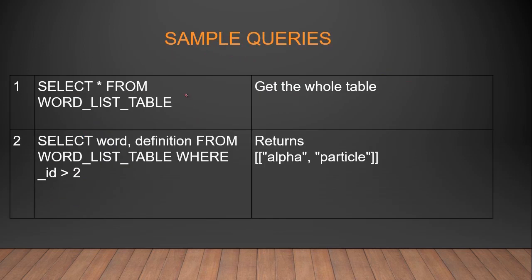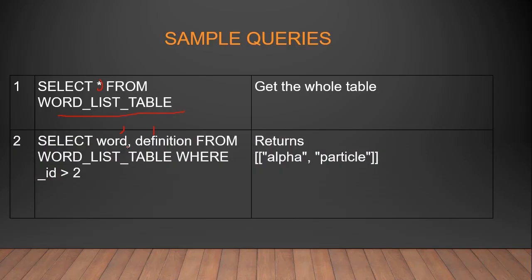So this is just a simple query. If you want to get the whole data from your table, make sure that you put asterisk before from, and after from specify the table you want to get its data. And if you want to get a specific column, make sure that you put them after the select. And if you want to get these columns based on conditions, you can use the where clause, where ID is greater than 2.